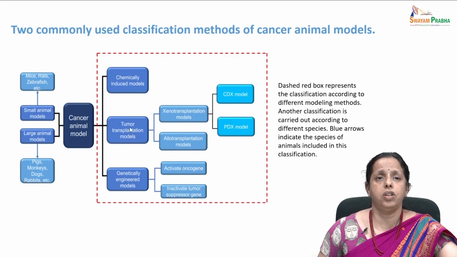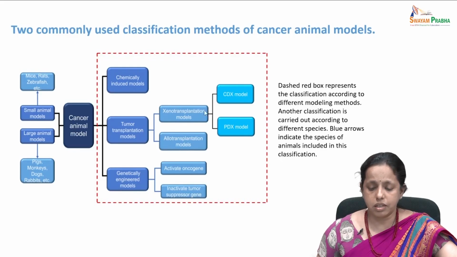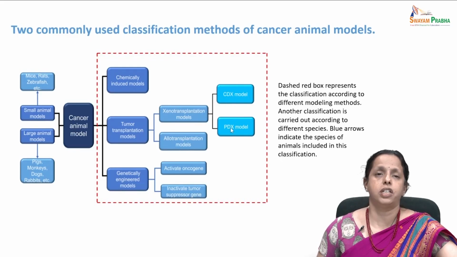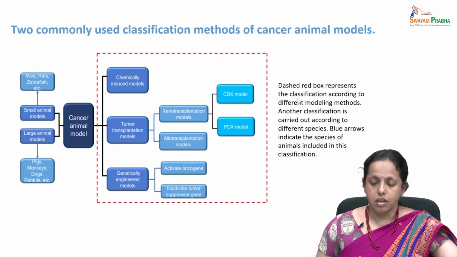We have the chemically induced model, the tumor transplantation model, and the genetically engineered model. Among the tumor transplantation models, we have the xenotransplantation models and the allotransplantation models, and here also we have the cell line derived models and the patient tumor derived models.